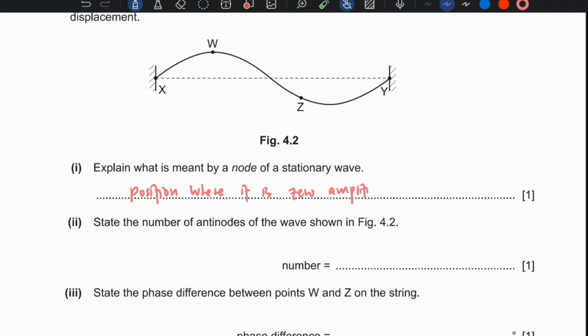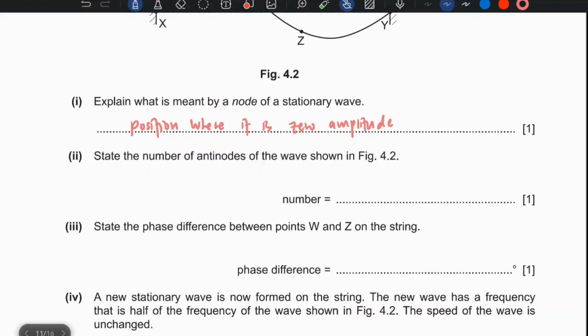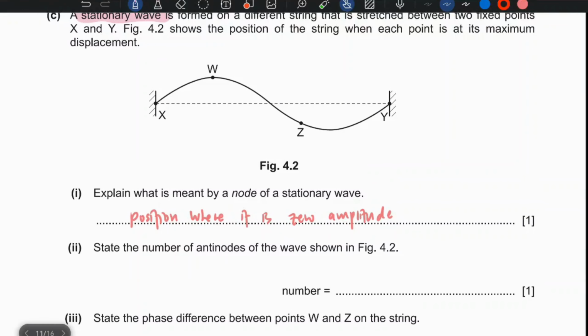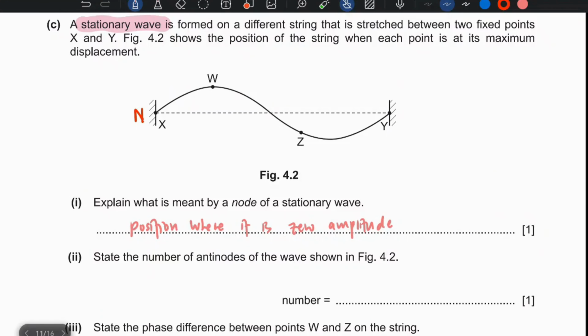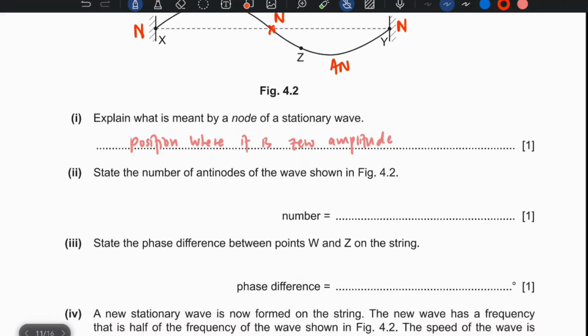So, definitions, make sure you memorize them before you go inside your exam hall. Don't waste these 1 marks. Make sure you score all the definition marks. State the number of antinodes of the wave. Let's label. This is a node. This is also a node. This is also a node. Zero amplitude, right? This is an antinode. An antinode is always at maximum amplitude. So from what I have annotated on the diagram, we have two antinodes.